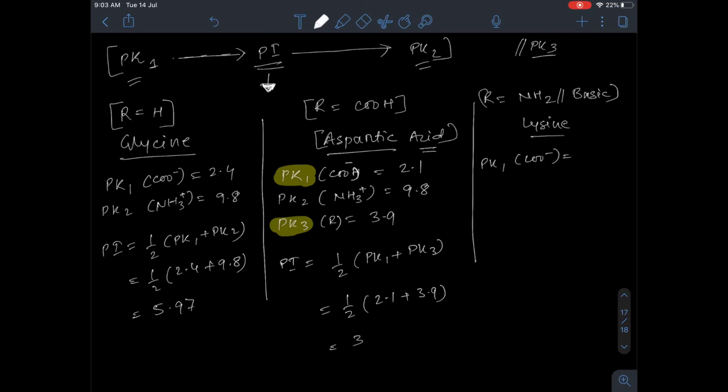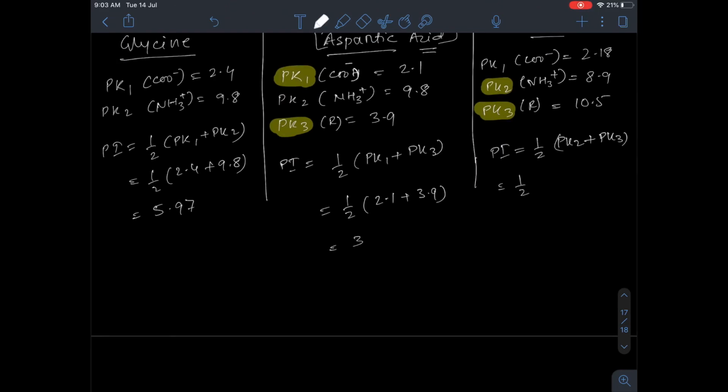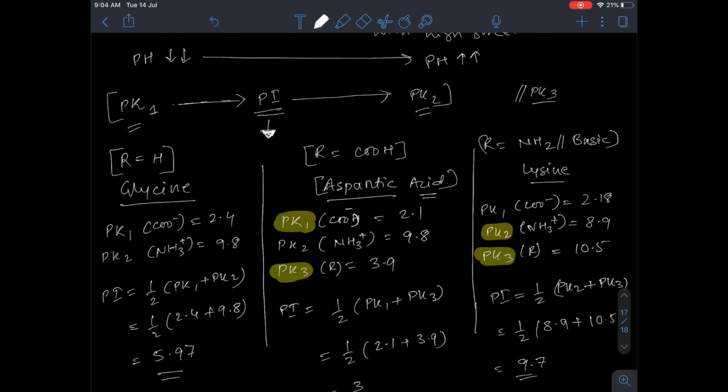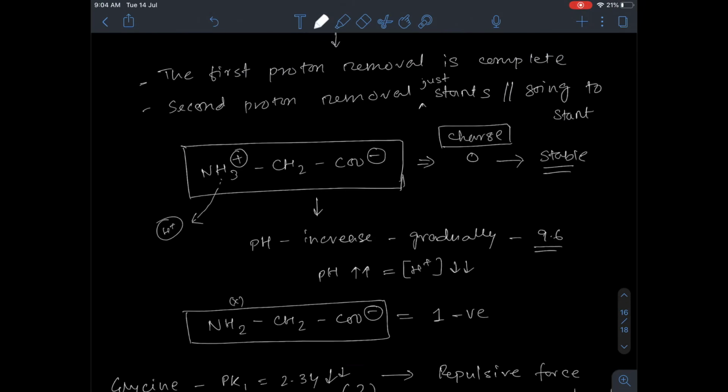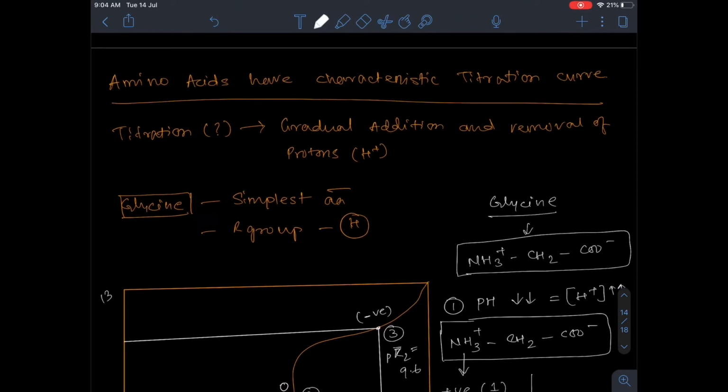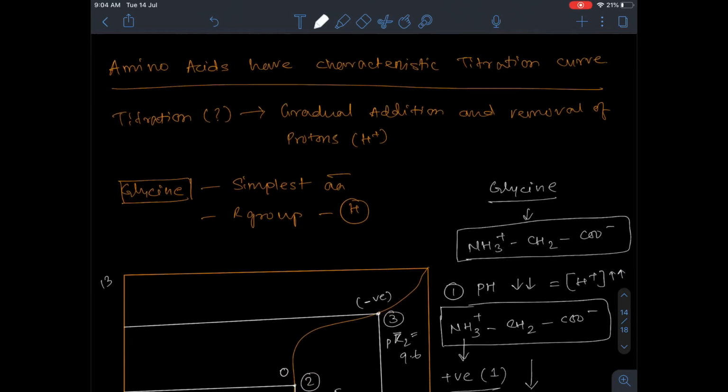For lysine, pK1 is 2.18, pK2 is 8.9, and pK3 is 10.5. So lysine, being a basic amino acid, we will consider both the amino groups, so pK2 and pK3. So pI will be half of the sum of pK2 and pK3, so the value comes around 9.7. By this method we can calculate the pI value, and also work out which amino acid has which charge at which pH. So hope that makes sense. Thank you.